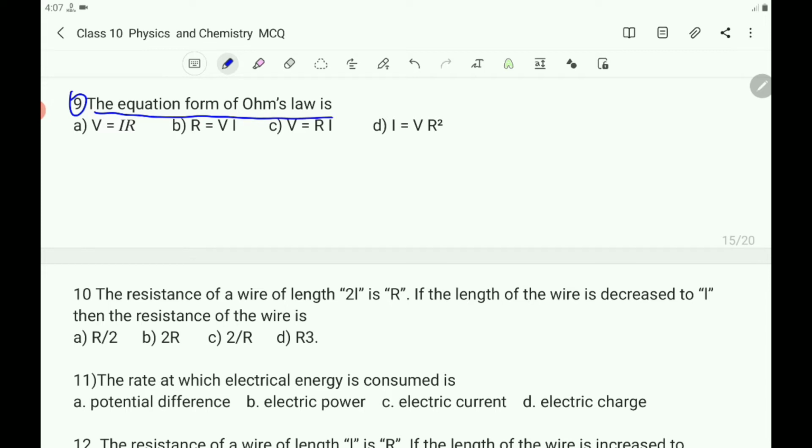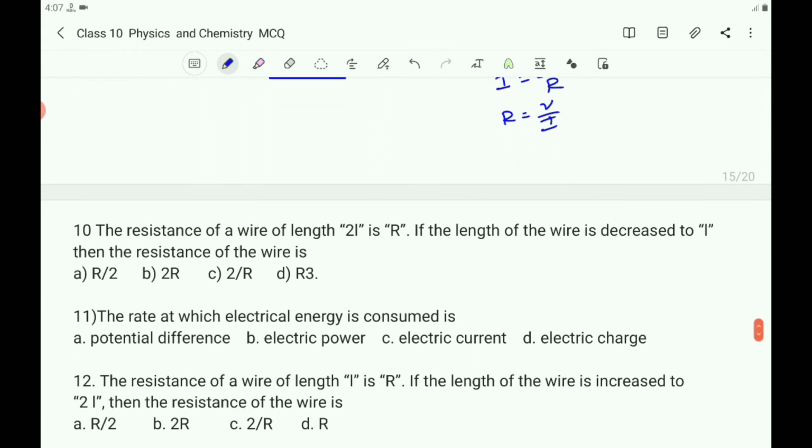The equation form of Ohm's law, you know, is V equals R into I. Also you know that I equals V by R, or R equals V by I. Here the relation V equals IR is there. That is the answer. V equals RI. That is the equation form of Ohm's law.